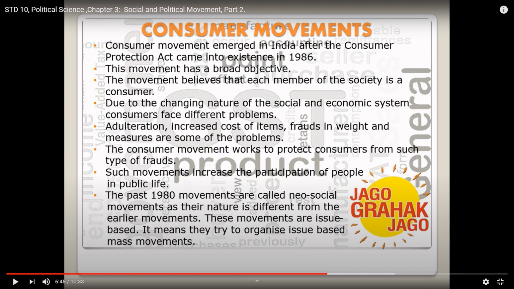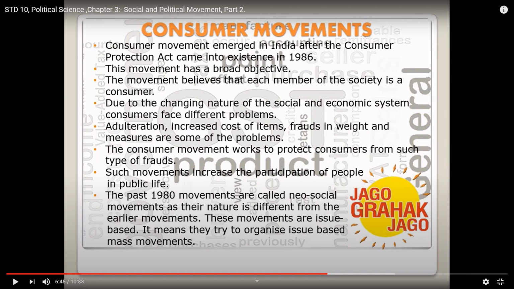For example, if you go to buy a cold drink in a shop, the actual price is 20 rupees, but the shopkeeper sells it for 22 rupees when the price is only 20. Frauds in weight and measures are some of the problems. For example, they have a measuring scale, but under that they might keep a magnet to increase the weight, or they might do some changes so that the things that you buy will not give the actual amount. The consumer movement works to protect consumers from such types of fraud.